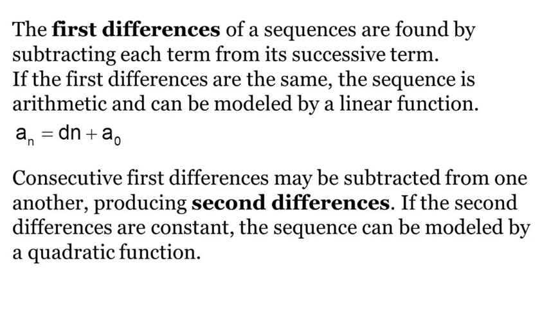The first differences of a sequence are formed by subtracting each term from its successive term. If the first differences are the same, the sequence is arithmetic and can be modeled by a linear function. So that's what the sequences we've been doing so far are, all arithmetic sequences, because the first differences were exactly the same. Consecutive first differences may be subtracted one from another, producing second differences. If the second differences are constant, then the sequence can be modeled by a quadratic function. So we'll talk more about those quadratic functions in another section.